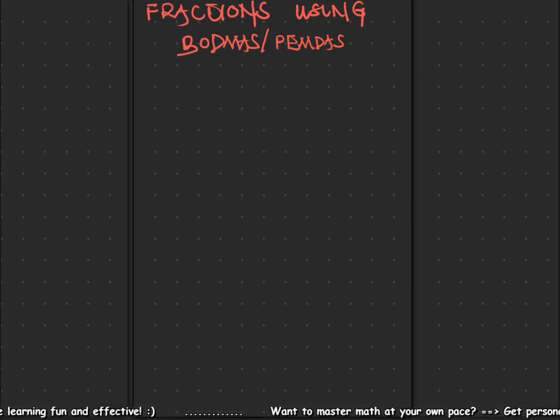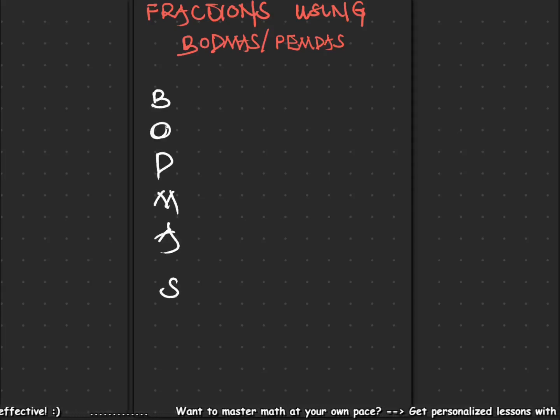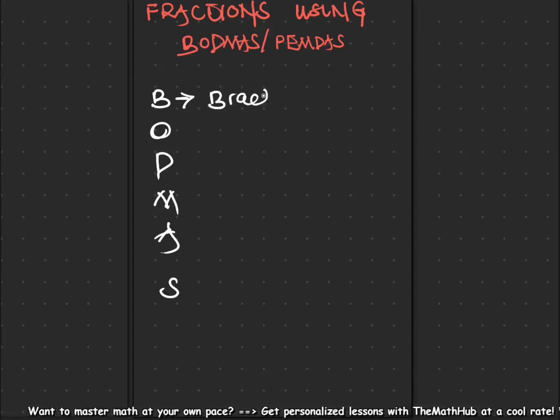So let's look at what this BODMAS means. We have B, O, D, M, A, and then S. These are the letters that make up the BODMAS. Now, what the B here means: if there is a bracket, solve for whatever you have in the bracket first. So our B stands for bracket. Solve for any expression in the bracket first.